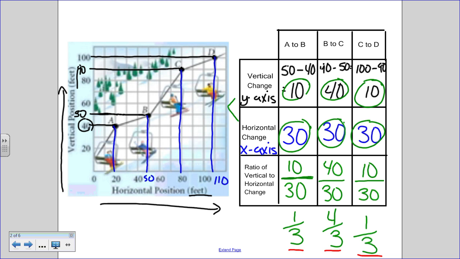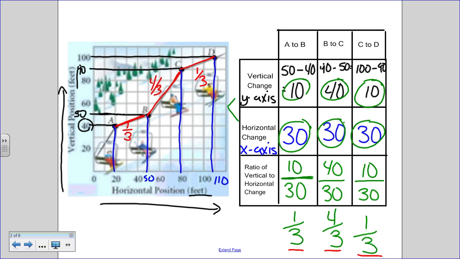If you look at the graph from points A to B, it's telling us that it's changing at a rate of 1/3. From B to C, we see a rate of change of 4/3. And from C to D, we see a 1/3 change again.